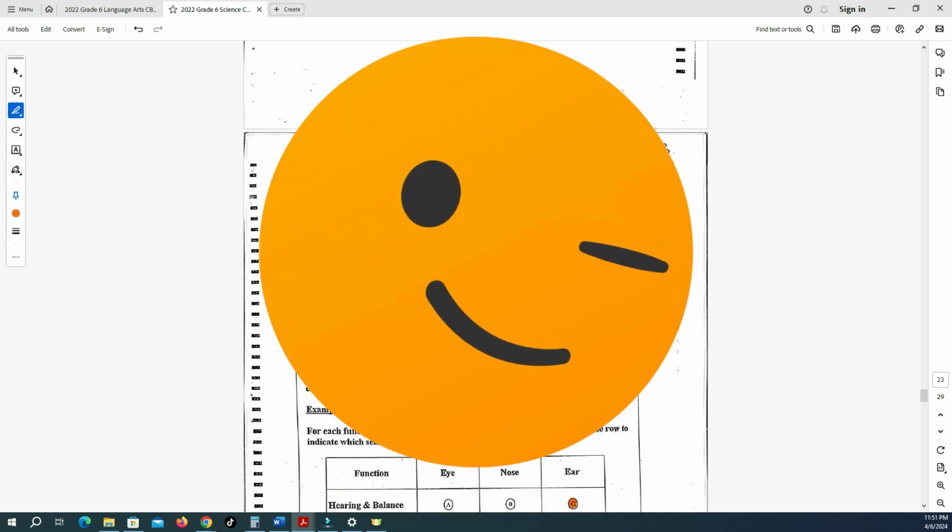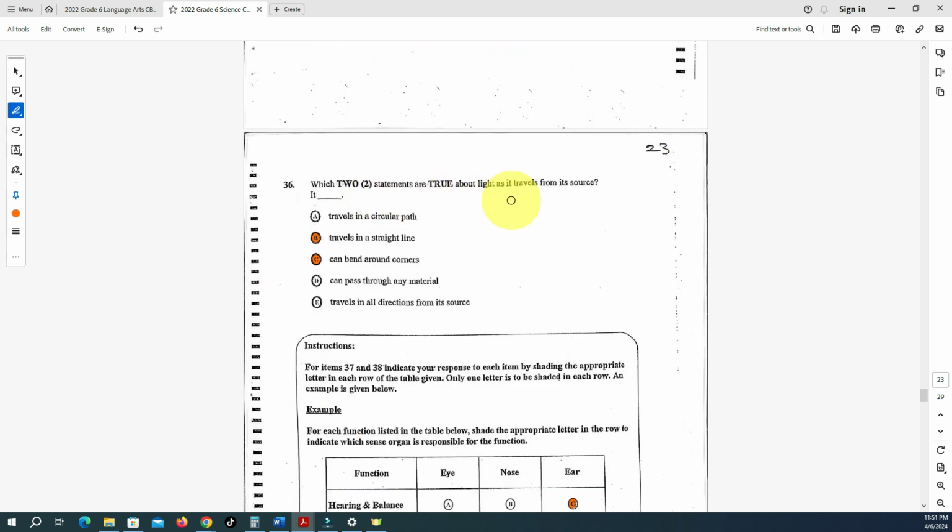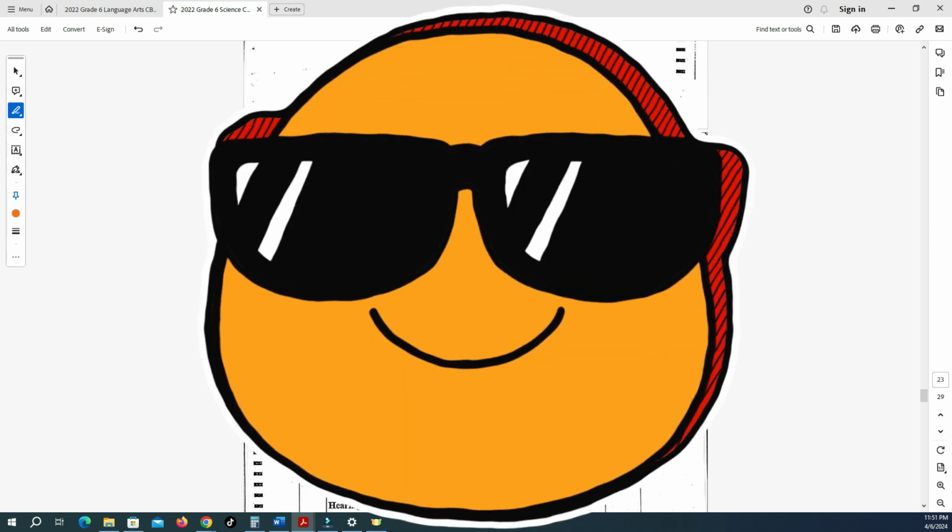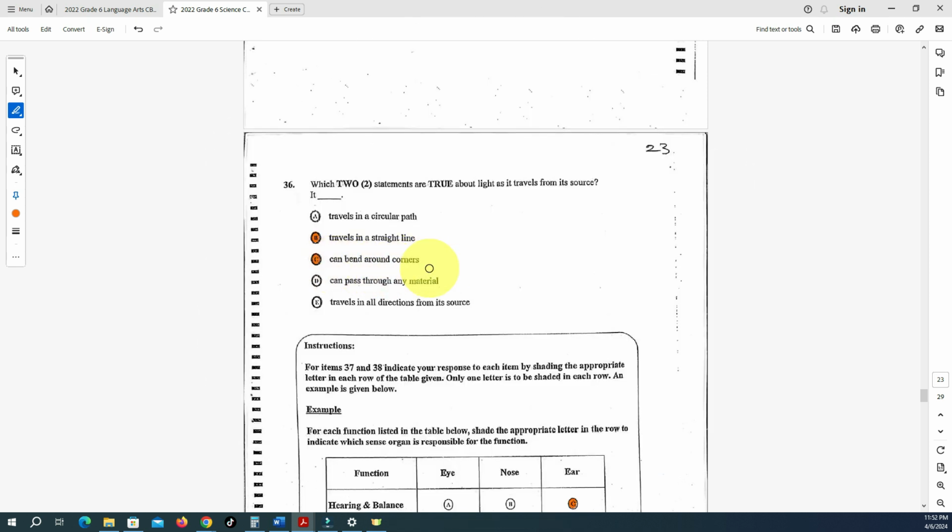All right, so which two statements are true about light as it travels from its source? It travels in a circular path? Nope. Travels in a straight line? Yes. We know that light travels in a straight line, right? Can bend around corners? I know that for sure. Can pass through any material? Not any material, right? The denser it is, the less it can. Travels in all directions from its source?